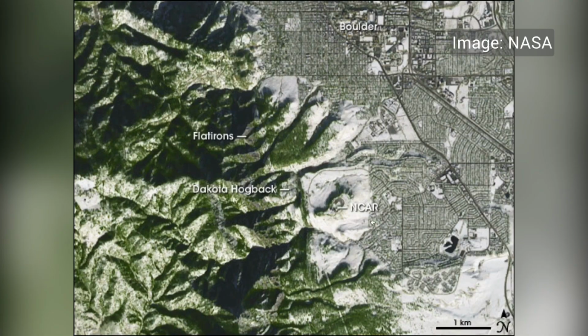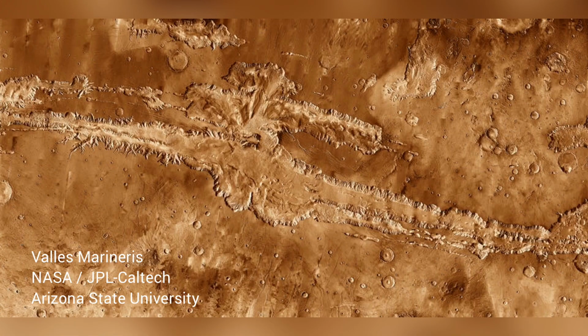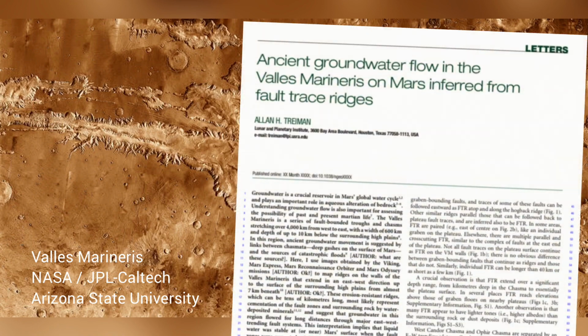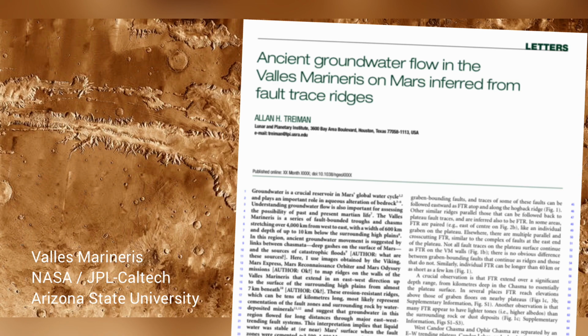And while you're in Colorado, don't forget to check out the Dakota hogback and flatirons, seen in this NASA satellite image, found just west of Boulder. And if you really want an out-of-this-world experience, Mars even has hogbacks. That's right, seen in this NASA image are the long erosion-resistant tilted rocks that make up the hogbacks and cuestas, a region that's been targeted for studies of ancient groundwater flow on Mars.